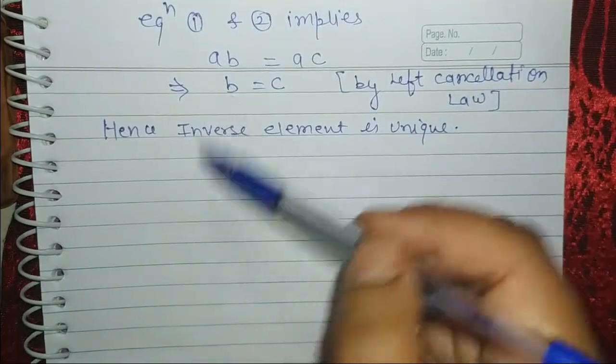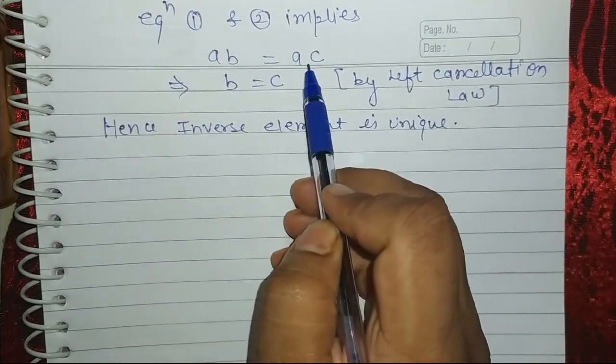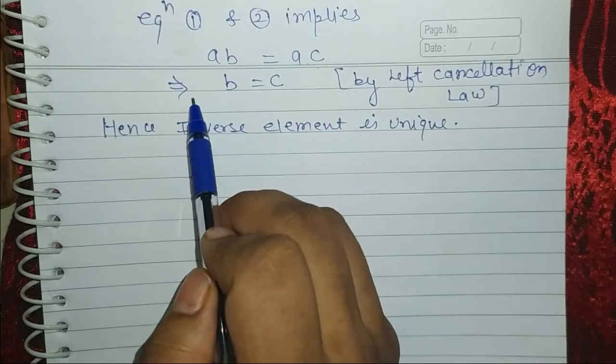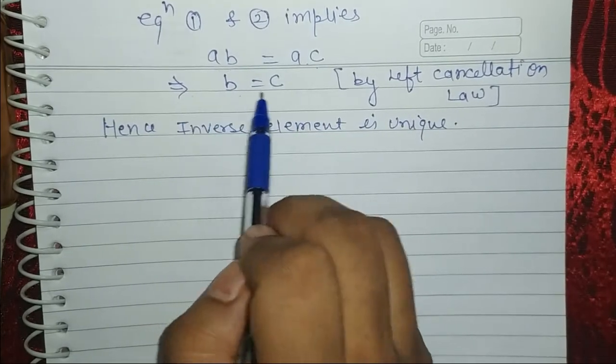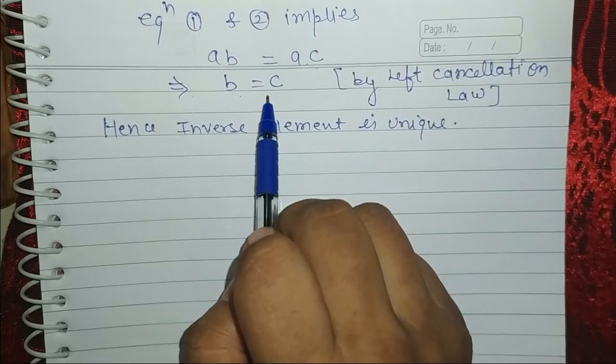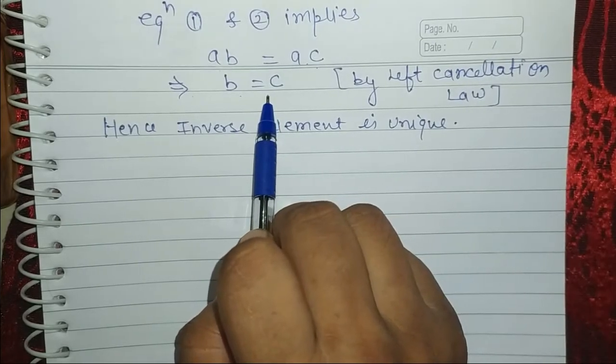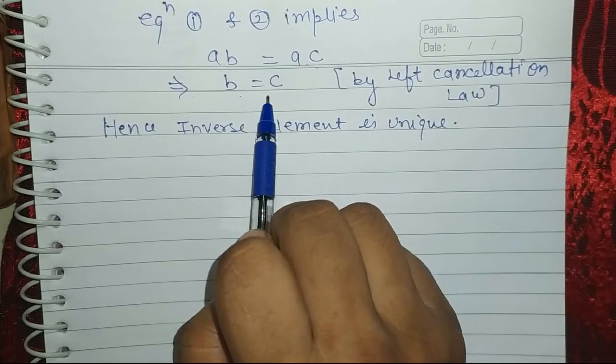From equation 1 or 2, what does this imply? AB is equal to AC. By the left cancellation law, what does this result imply? This implies B is equal to C. So the inverse element in any group is the unique element. So these are the results of group.